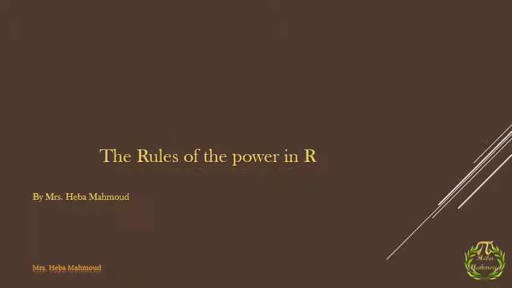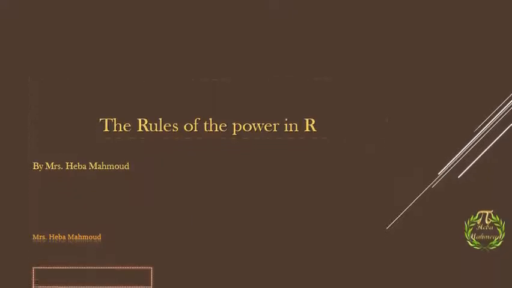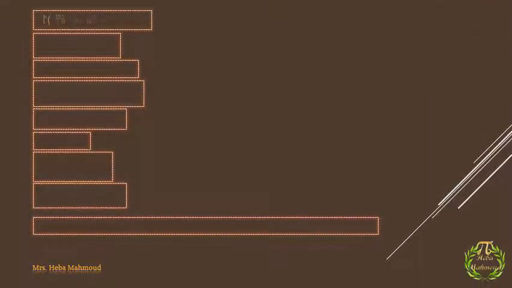The rules of the power in R or in real numbers. The first rule says that a power m times a power n, because the same base, the base here is the same, so we write it a and make an addition for the powers. So it will be a power m plus n.